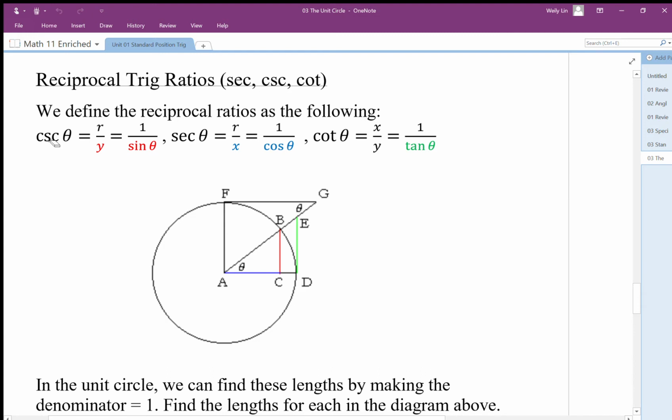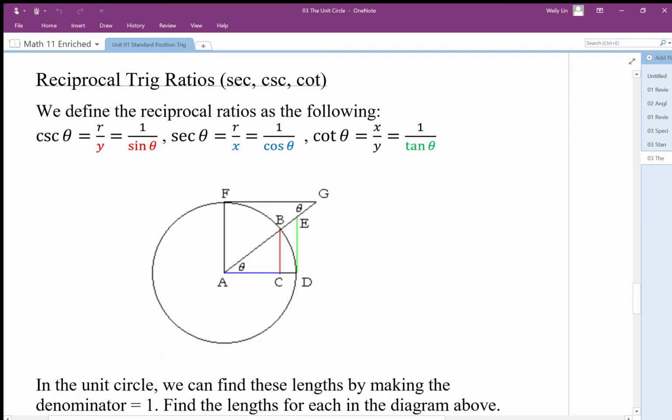And cosecant is defined as the reciprocal of sine. So we define it as the radius over y. The secant goes with cos, so cosecant goes with sine, secant goes with cos. And we can say that the secant ratio is the reciprocal of cos, so we make that r, radius over x. And the cotan is the reciprocal of the tan ratio, so it's just x over y instead of y over x. So these are just the same kind of ideas, but just reciprocal forms.